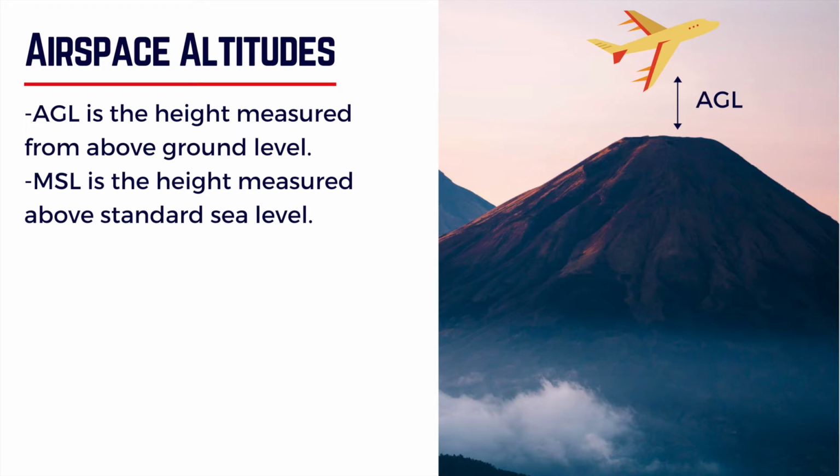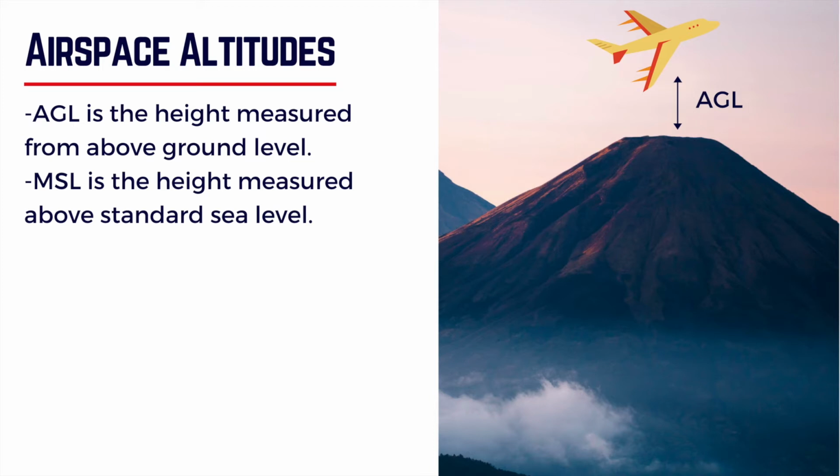The first one is above ground level, or AGL, and it's simply the height measured from above ground level. So if you see in the image to the right, you'll notice the plane icon above a mountaintop. Well, if you were to measure the mountaintop to the plane, that would be your above ground level number. So for instance, let's say that plane was 200 feet above the top of the mountain. It would simply be 200 feet above ground level.